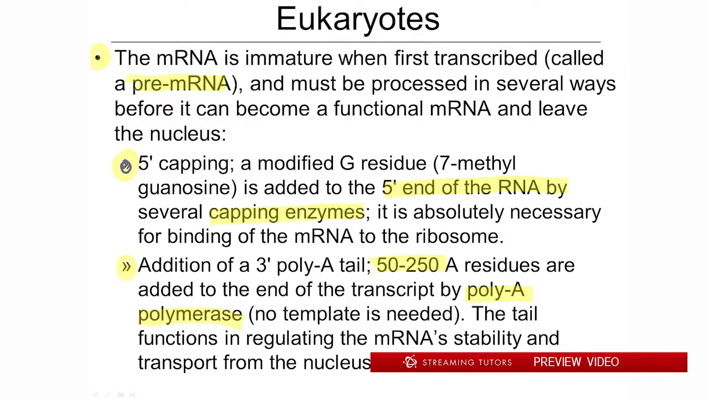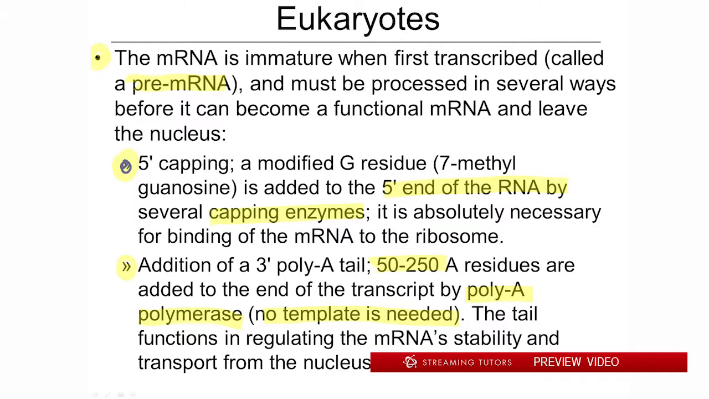An enzyme called poly-A polymerase, that's pretty fitting, is what adds them. And this is very interesting. This is the first time we're seeing it. It can add this string of A's onto the end of an RNA without any template. In other words, you don't need a corresponding U to put it on. This enzyme has the ability to add A's over and over and over again. Now the tail functions in regulating the messenger RNA stability and transport from the nucleus.